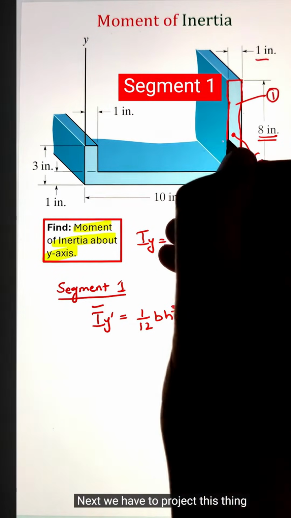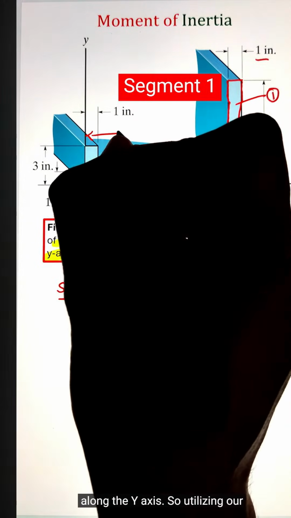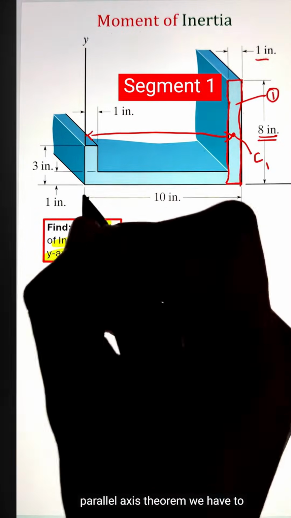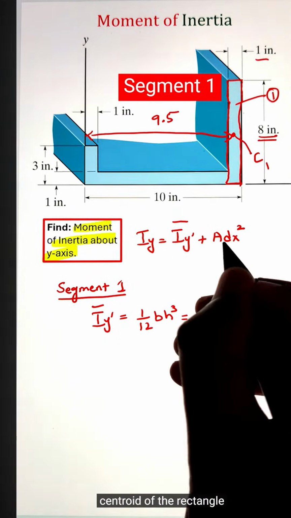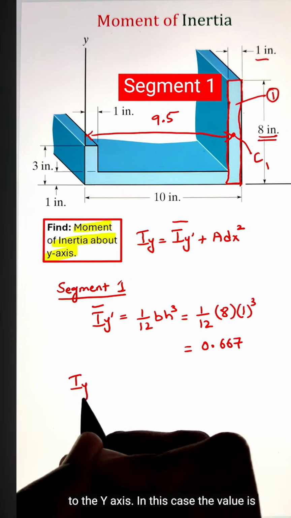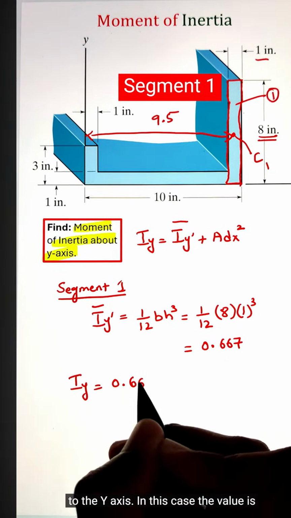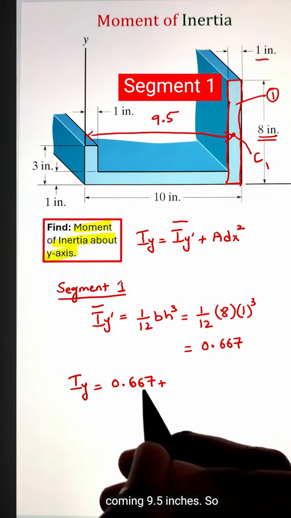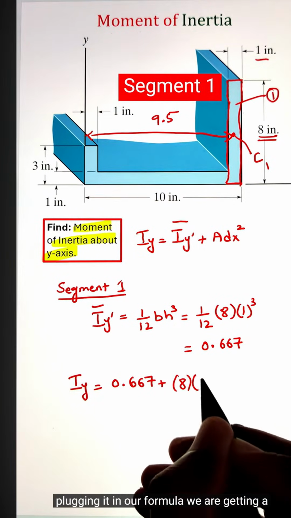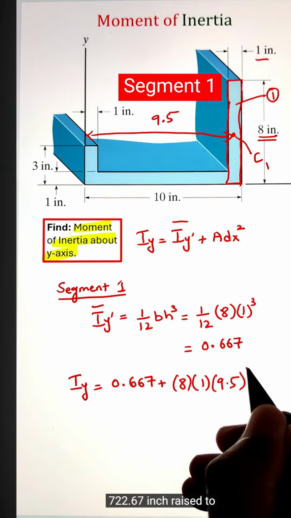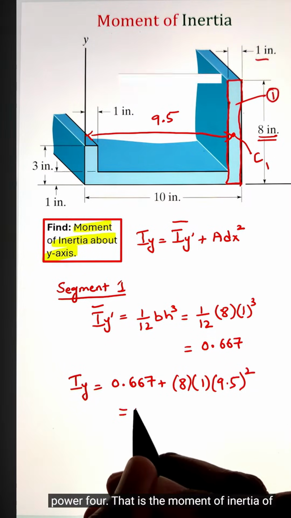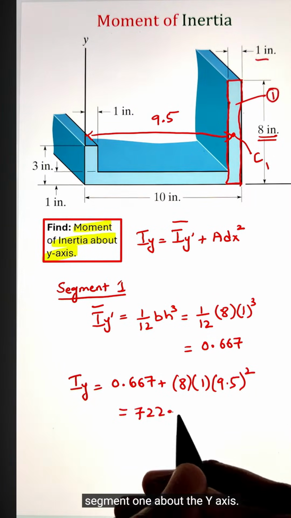Next, we have to project this along the y-axis. So utilizing our parallel axis theorem, we have to identify the distance between the centroid of the rectangle and the y-axis. In this case, the value is coming 9.5 inches. So plugging it in our formula, we are getting a value of 722.67 inch raised to power 4. That is the moment of inertia of segment 1 about the y-axis.